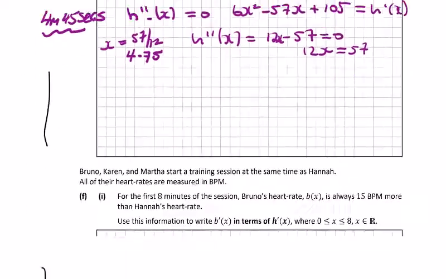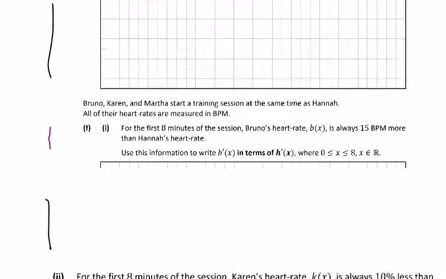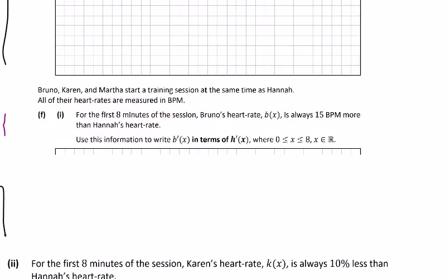Part F. Bruno, Karen, and Marta all start the training session at the same time. For the first 8 minutes, Bruno's heart rate, B of x, is 15 beats per minute more than Hannah's. Use this information to write B prime x in terms of h prime x. Okay, well, we have h prime x. We have 6x squared minus 57x plus 105.